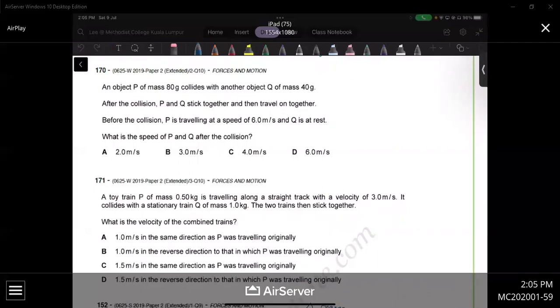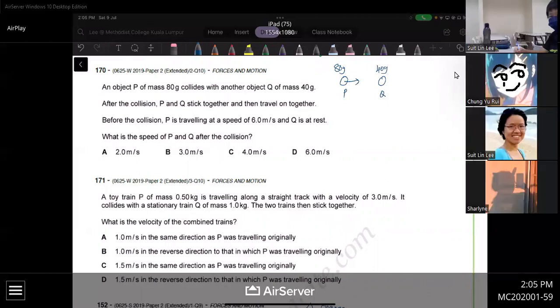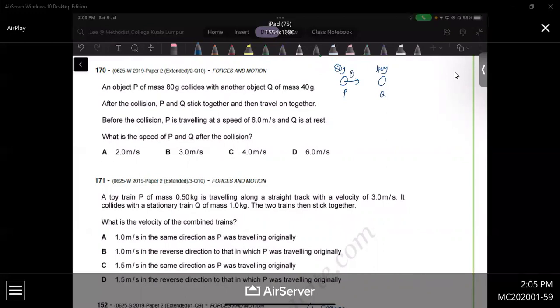This one is a standard situation. If they never draw a diagram for you, you draw yourself. So you have P, and this is 80 gram, this is 40 gram. Then they collide with each other. Before the collision, P is traveling at 6 meters per second. Q is at rest, so it's not moving. After collision, they stick together, big PQ, and travel on together. Find the speed of P and Q after collision.